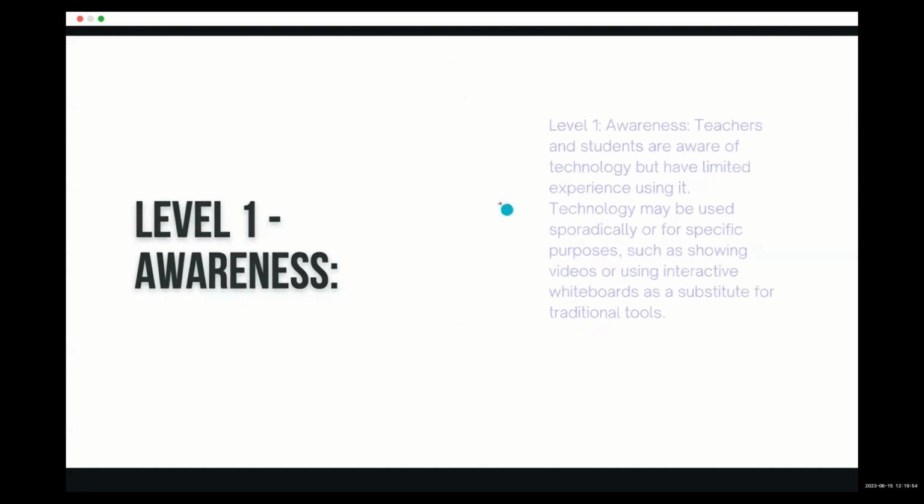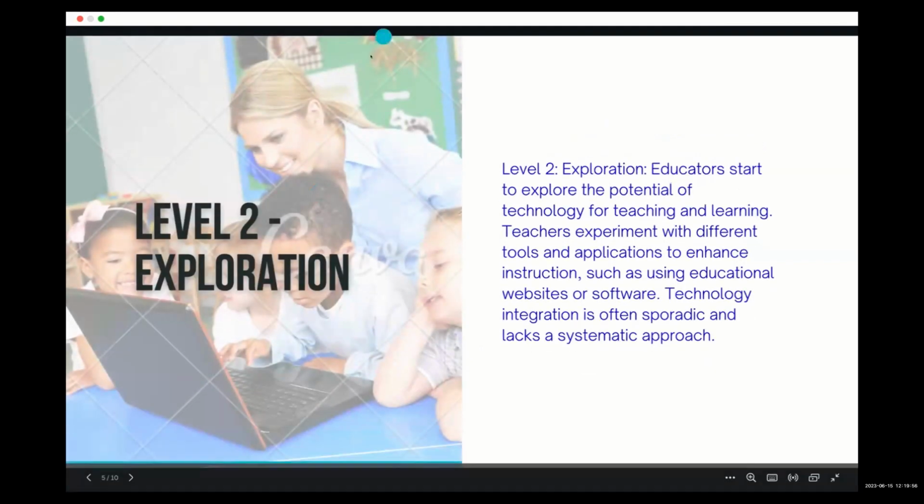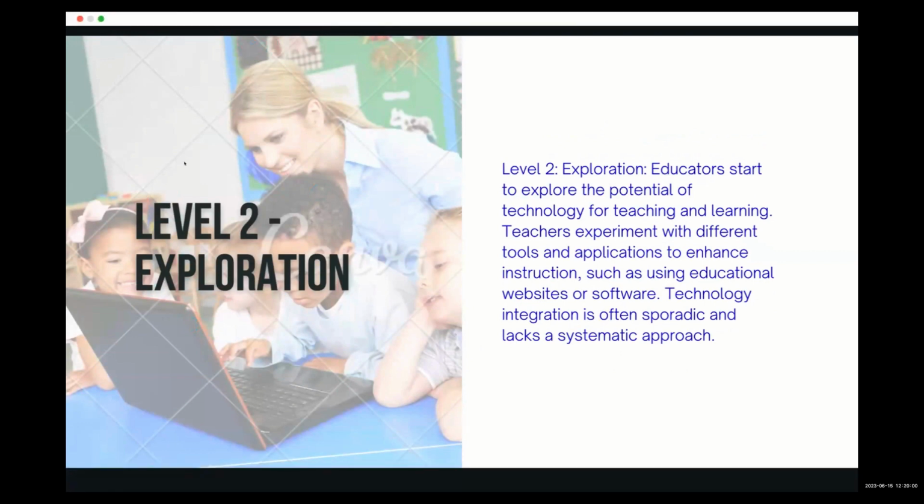But now we go to the next piece, which is level 2, exploration. Yes, here, I think there are still people that are here in exploration. So read this for a second.